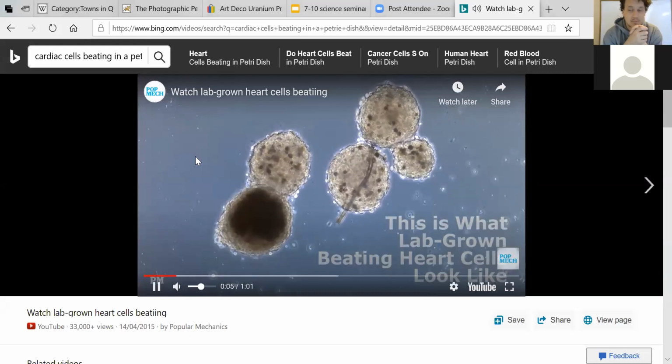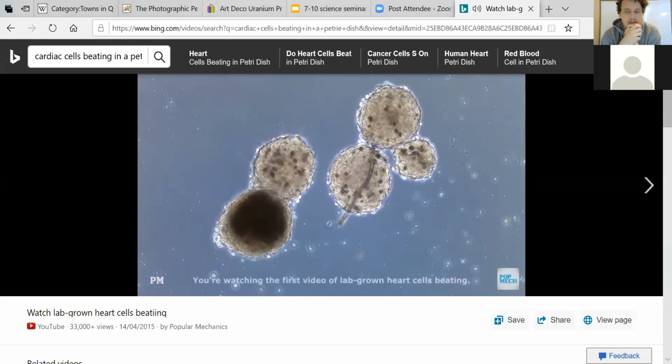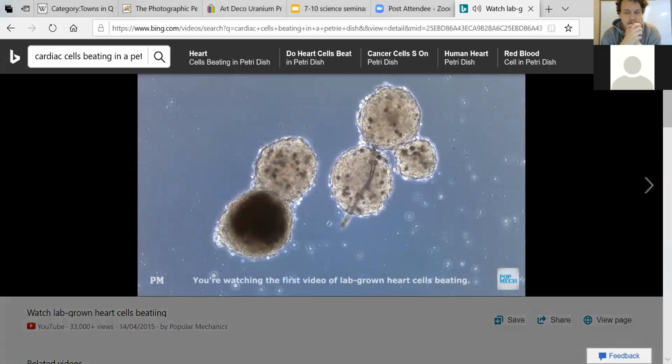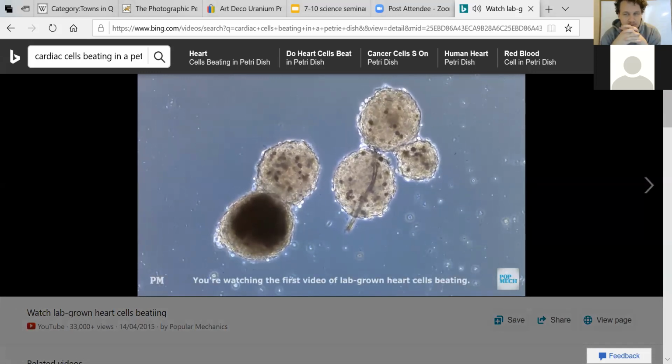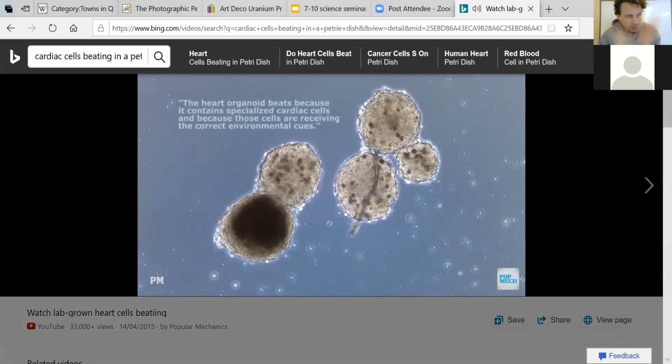This is an example of tissue. These are bits of heart tissue that have been grown in a lab, but they don't make a whole heart.